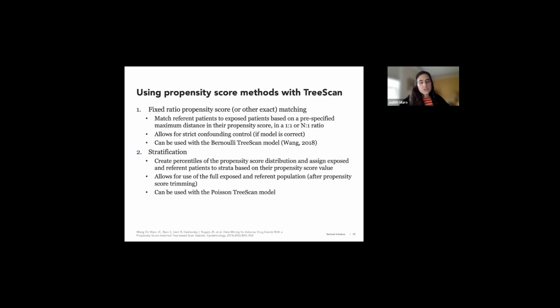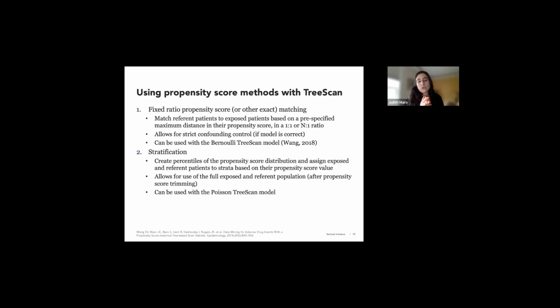One is a fixed ratio propensity score or other form of exact matching. In this case, you would match a referent group of patients to an exposed group of patients in a pre-specified maximum distance in their propensity score and with a fixed ratio. So it could be 1-to-1, 2-to-1, 3-to-1, et cetera. One of the advantages of this is it allows for very strict confounding control because within that matched group, you have very good exchangeability. And that can be used with the Bernoulli-based TreeScan model.